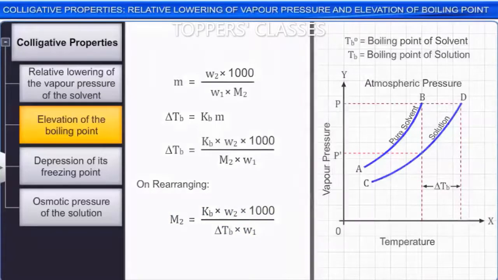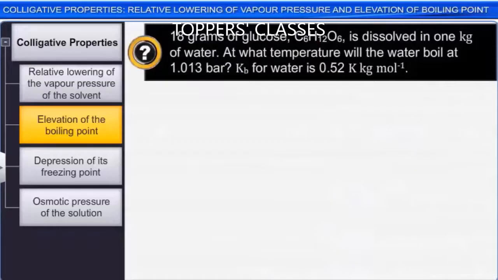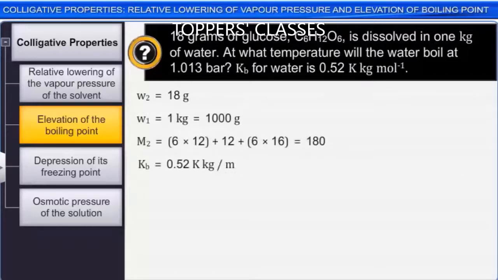18 grams of glucose, C6H12O6, is dissolved in 1 kg of water. At what temperature will the water boil at 1.013 bar? Kb for water is 0.52 Kelvin kg per mole. The first step is to list the variables given to us. W2 is equal to 18 grams, W1 is 1 kg, and Kb is equal to 0.52 Kelvin kg per mole. As we have to find the boiling point of the solution, we need to find the elevation in the boiling point.